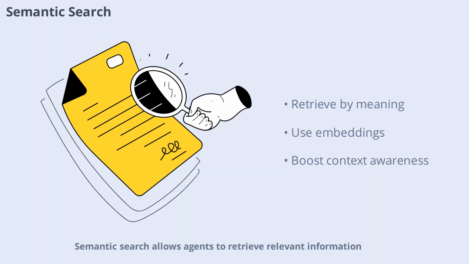Semantic search allows agents to retrieve relevant information from large databases using meaning rather than exact keywords. By storing conversation embeddings or summaries, agents can quickly find and use past knowledge, making them more context-aware and responsive.